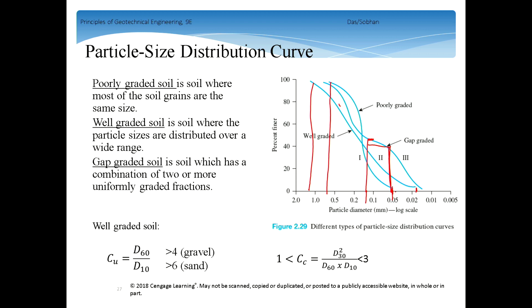So if you want to define whether a soil is well-graded or not, you need to calculate CU and CC. To calculate these two, you need to know D10, D30, and D60. To get these three particle sizes, you need a particle size distribution curve, right? And you need to conduct a sieve analysis or hydrometer analysis, right? So step by step.